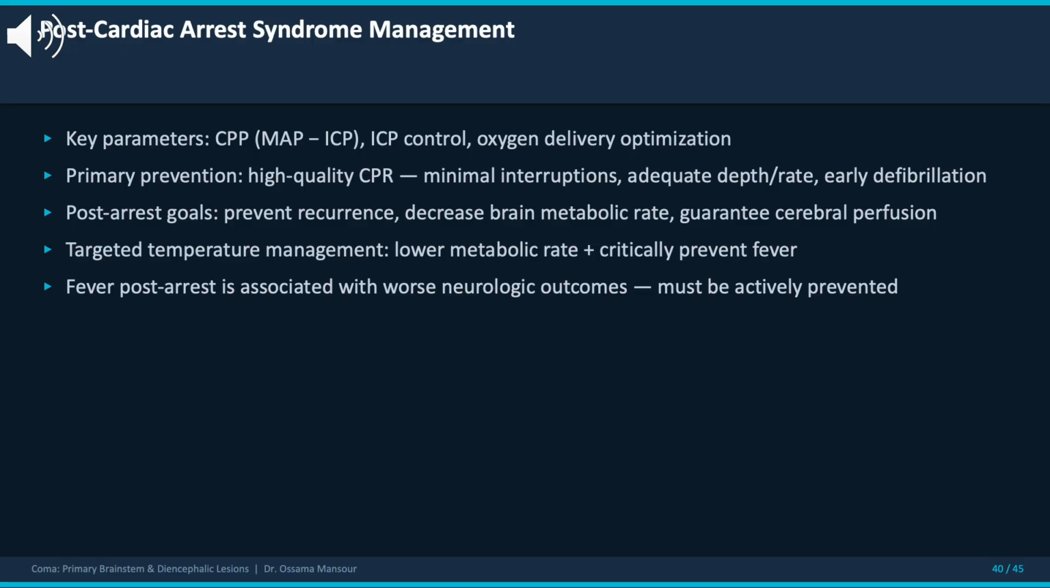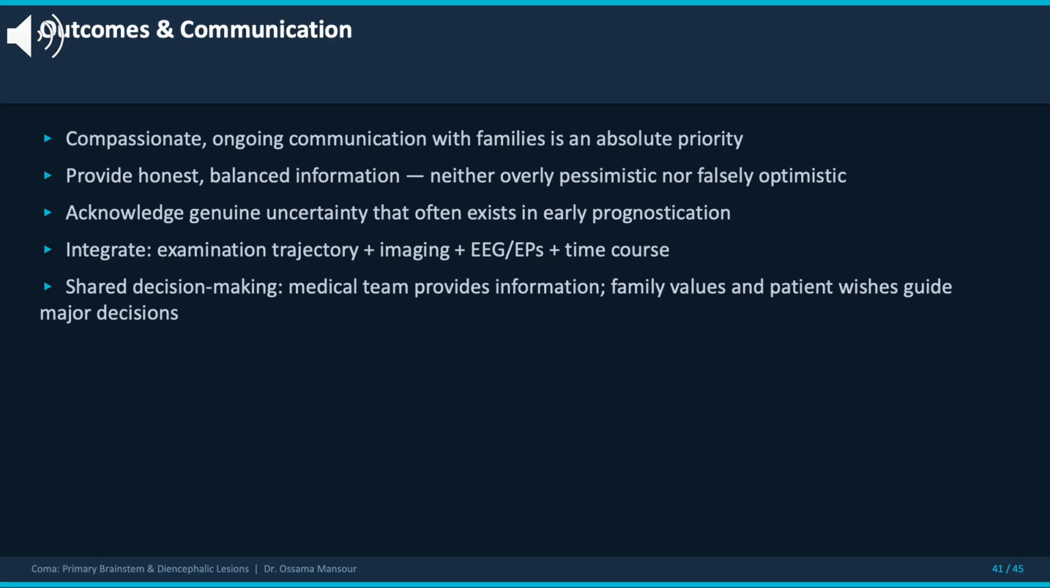Targeted temperature management has been used extensively in the post-cardiac arrest literature, with the fundamental goal of lowering the brain metabolic rate through controlled hypothermia and critically preventing fever, which is known to be associated with worse neurologic outcomes. In the many cases where prognosis is guarded or the range of possible outcomes is too broad to provide definitive predictions, fluent, compassionate, and ongoing communication with family members and designated decision makers takes absolute priority.